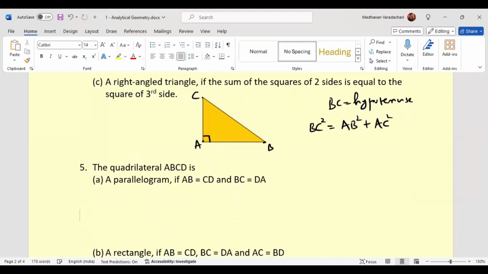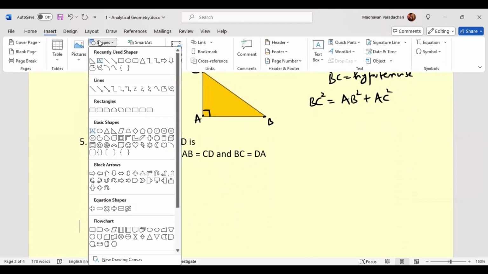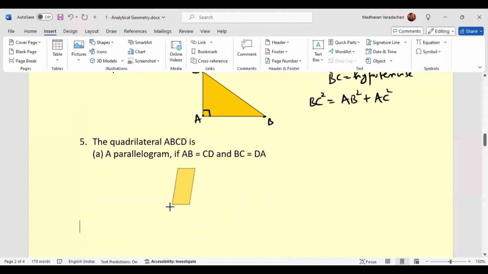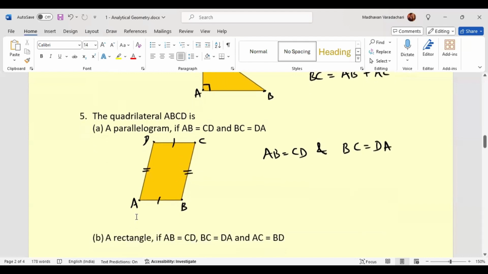Next, a quadrilateral ABCD is a parallelogram if AB is equal to CD and BC equal to DA. Let us draw one parallelogram. So let us consider this as A, this as B, this as C, this as D. We know in a parallelogram opposite sides are equal. So this and this are same. This and this are same. That means AB is equal to CD and BC is equal to DA. So on that basis only this particular statement is declared.